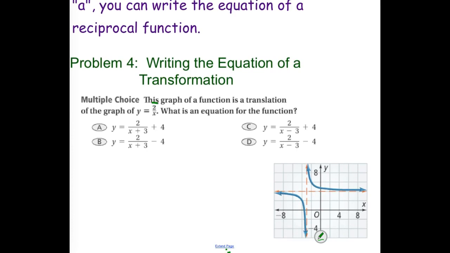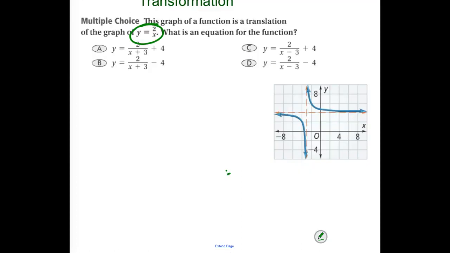So in this one, they're telling me that I'm starting with y equals 2 divided by x. So I've done a small vertical stretch on the parent function. Now they're saying come up with an equation for this. So looking at the graph, can you tell which way we've shifted it? We've gone left and up. Now watch your scale carefully.